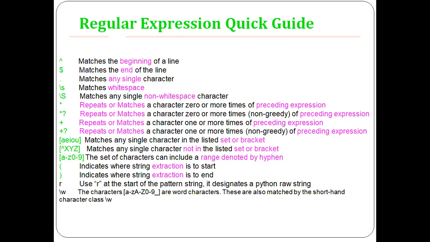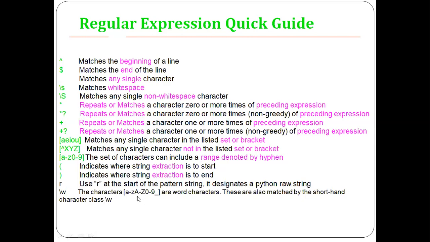And R is r. Use r at the start of the pattern string. It designates Python as a raw string, right? We are going to specify it as a raw string instead of an ASCII string. So that's why, at the beginning of a pattern string, we are supposed to mark it with r, stating it is a raw string instead of an ASCII string. So use r at the start of the pattern string. It designates Python as a raw string.